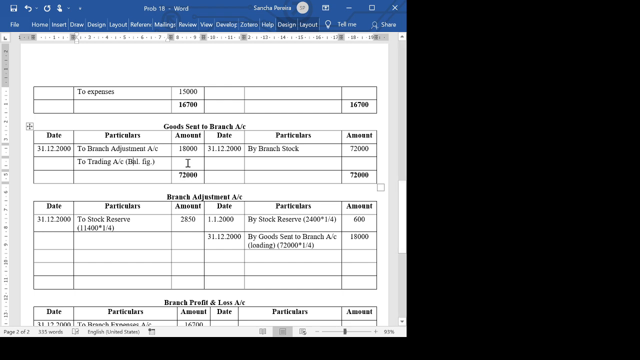I'll explain what this means. 72 minus 18 is 54,000. Now, whose trading account? This is going to go to the trading account of the head office. If you try to imagine the trading account, I don't have the trading account of the head office. How will this 54,000 be shown in the trading account of the head office?